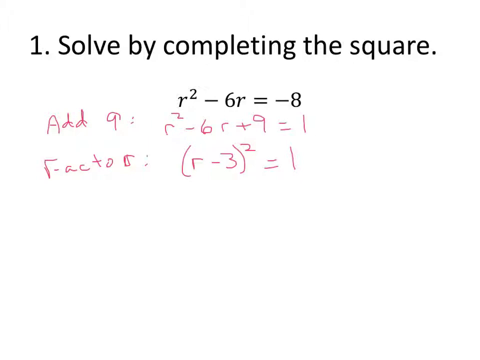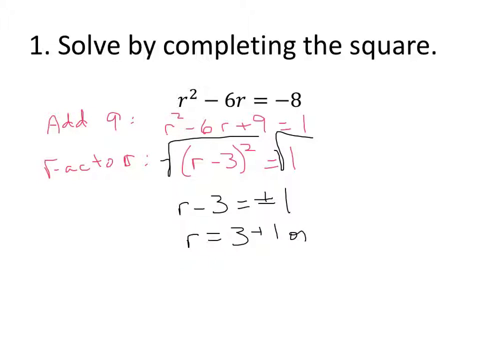Now we're going to use the square root property on both sides. We're going to take the square root, and we have r minus 3 equals plus or minus the square root of 1, which is 1. So we add 3 to both sides, and we get r equals 3 plus 1 or 3 minus 1. So r equals 4 and 2, and so that's our solution set.